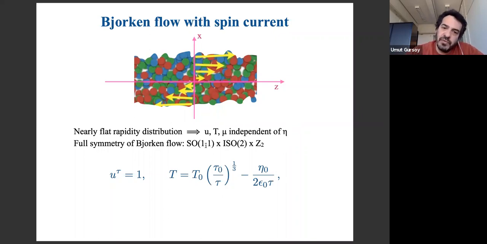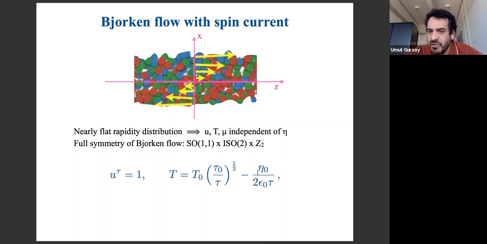And the full symmetry of the Bjorken flow is just this boost invariance times the transverse translations, and this Z2 flip in the rapidity direction. By just the symmetry, you can immediately solve the hydrodynamic equations, and you get that the only non-trivial component of the fluid velocity is u tau, which is 1 by normalization. And the temperature can be obtained as a function of tau.